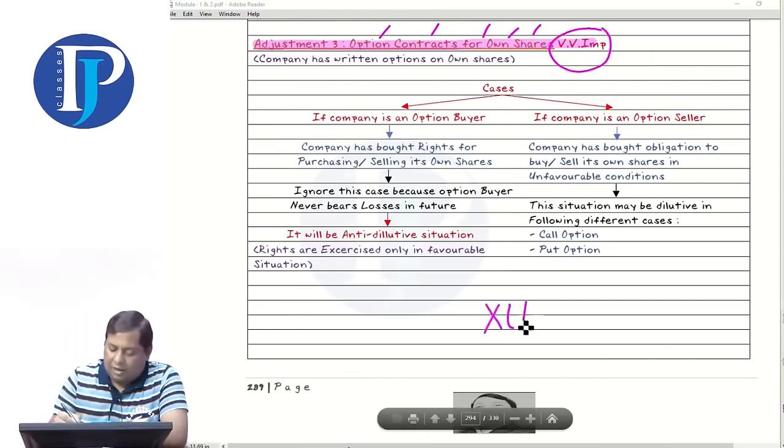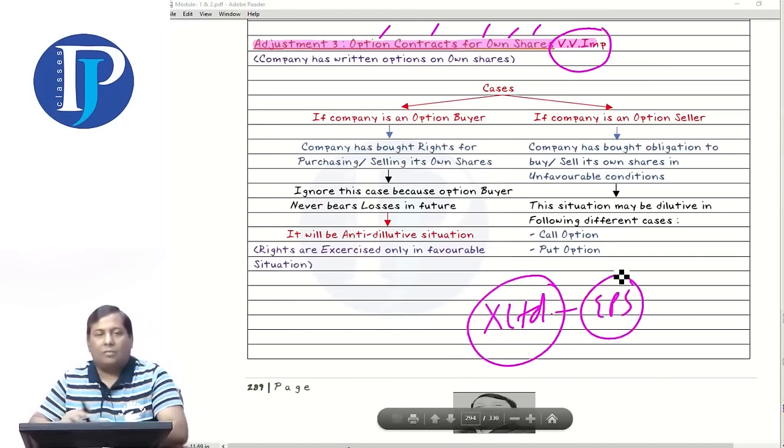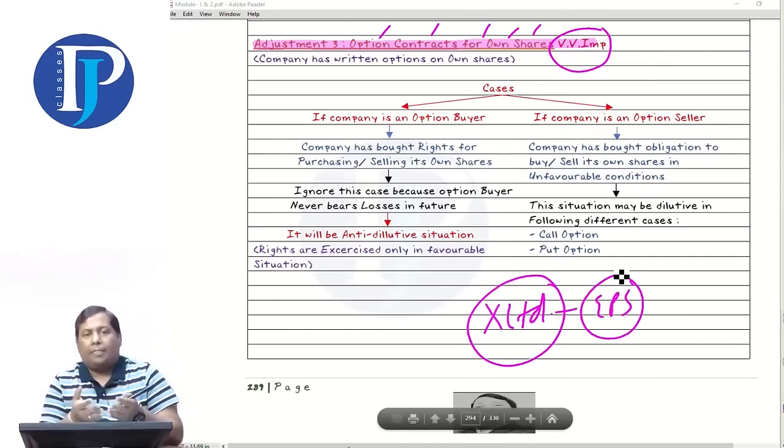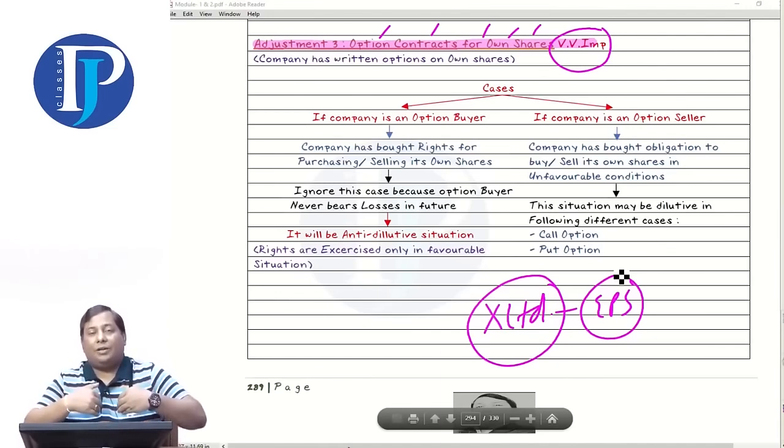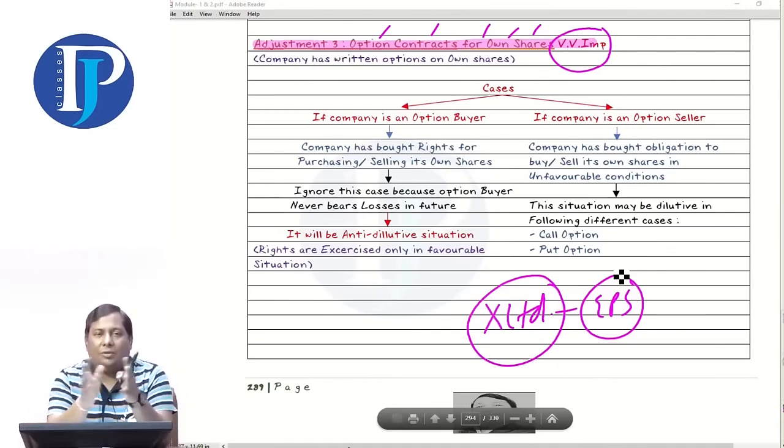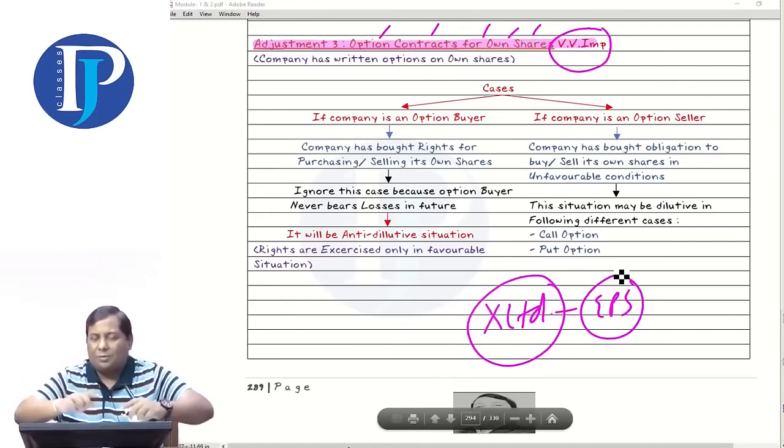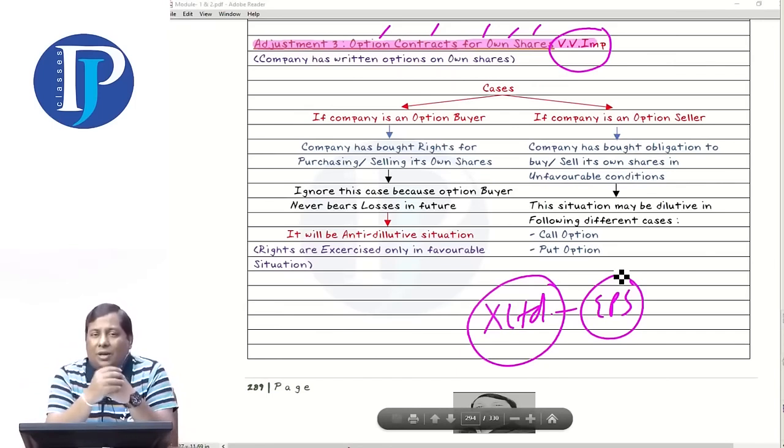Let's say the company's name is X Limited and we are finding the EPS. If this company has done option contracts on its own shares, the word is own shares, your own shares. If I'm calculating the EPS for X Limited and X Limited has some option contracts on its shares, then learning its adjustment is very important for you. I hope you are following me here.